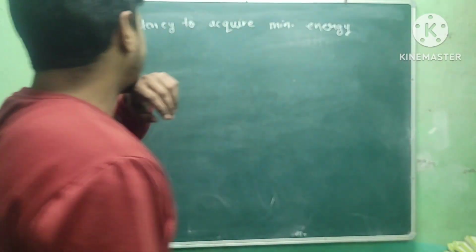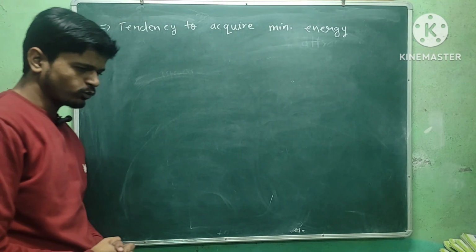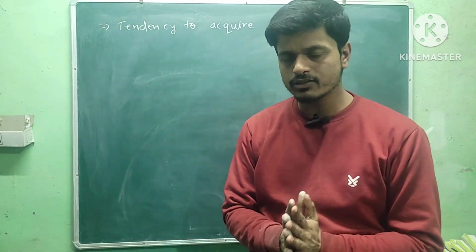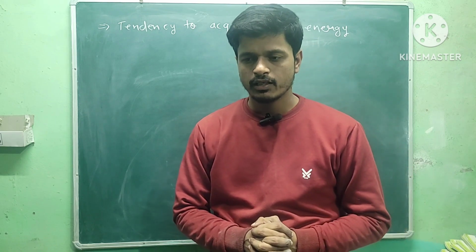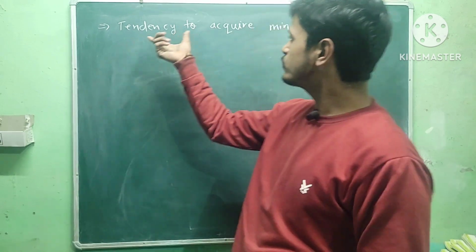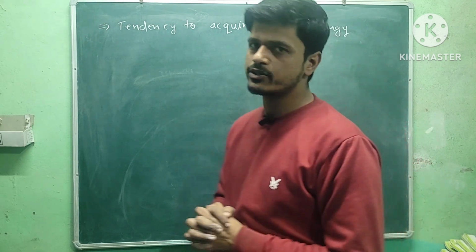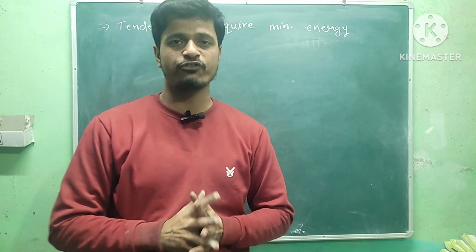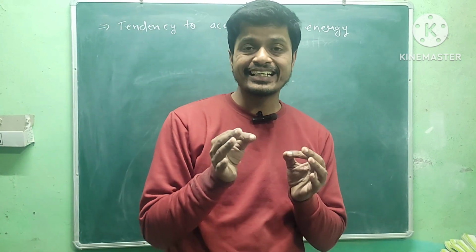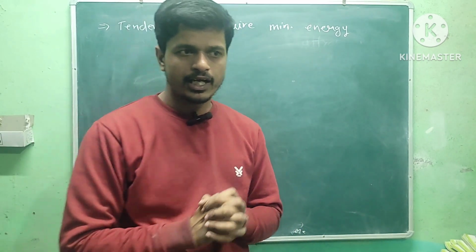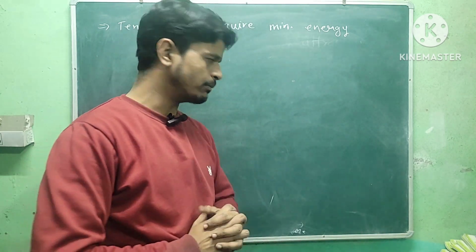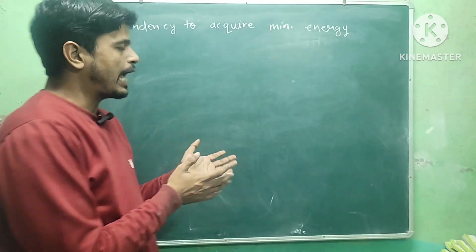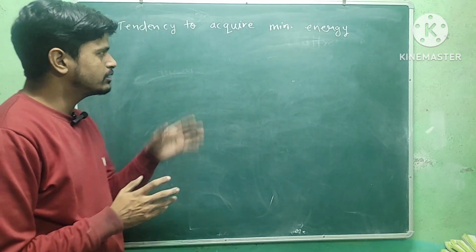Now, the tendency to acquire minimum energy. What is this? The chemistry of atoms works on some basic rules, and we call this the tendency to acquire minimum energy. In chemistry, all atoms want to acquire the minimum energy, most stable form, and they do so by decreasing their potential energy and becoming more and more stable. How this happens, I will explain to you.